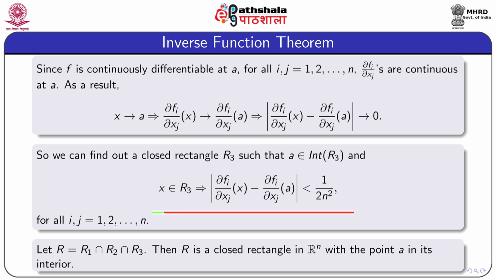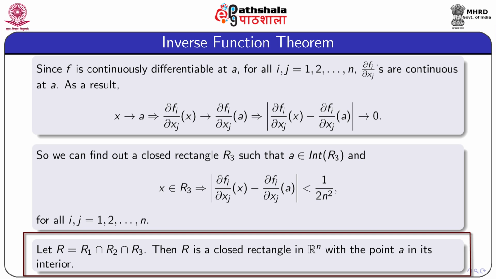So, we can find a closed rectangle R3 such that A is in the interior of R3 and x belongs to R3 implies the modulus of ∂f_i/∂x_j at x minus ∂f_i/∂x_j at A is less than 1 upon 2n² for every i, j from 1 to n. Let R be equal to the intersection of the rectangles R1, R2, R3. Since all these three are closed, it follows that R is a closed rectangle in Rⁿ with the point A in its interior. This happens because A was an interior point for all the closed rectangles R1, R2, R3.